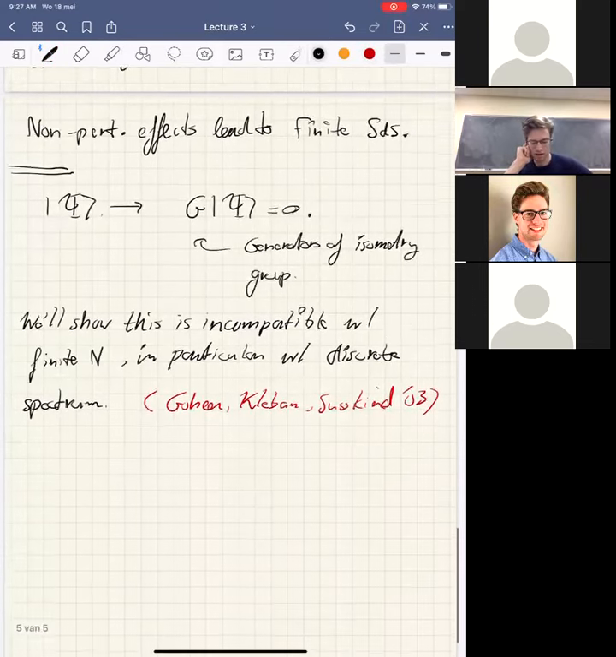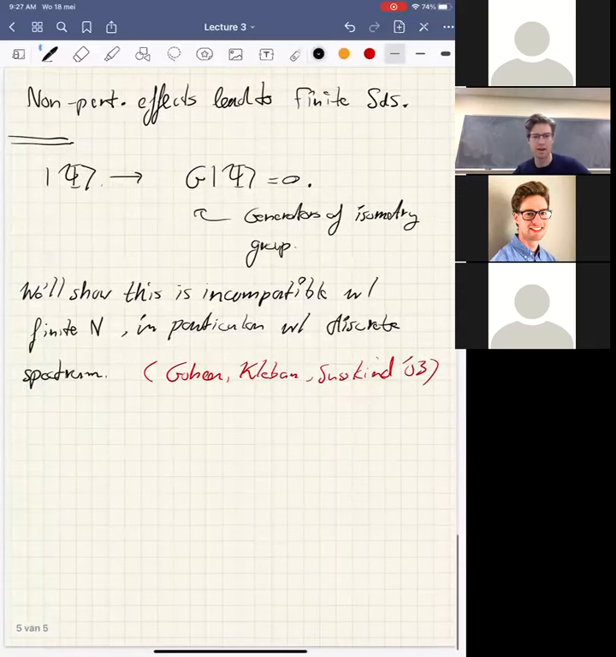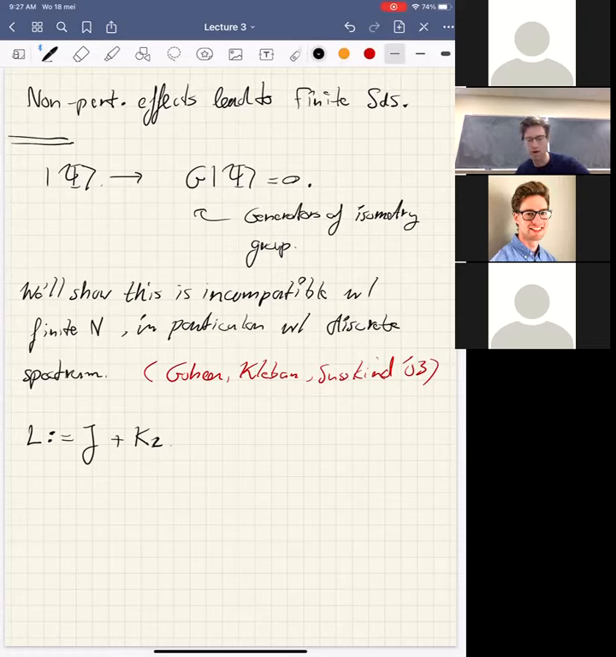Okay, so the argument goes as follows. Let's say that we're looking at a particular generator L, which is defined to be this combination of this J isometry generator and K2, which was one of these particular boosts. If you look at the algebra of these different generators, what you can find is that this L obeys the following commutation relation. When you look at the commutator with this boost generator H, it is given by i times L.